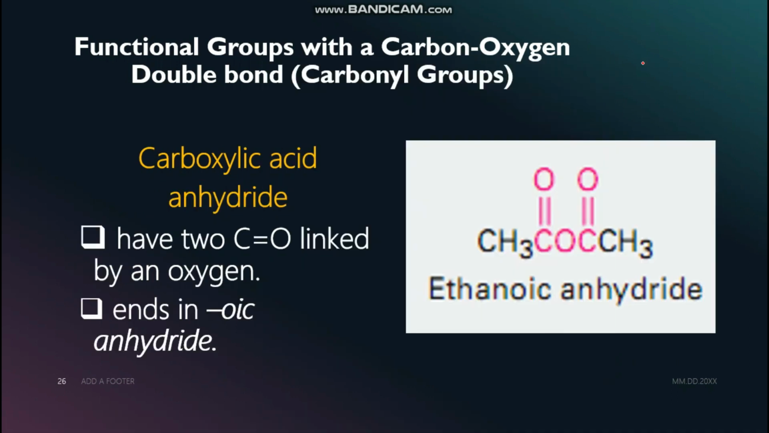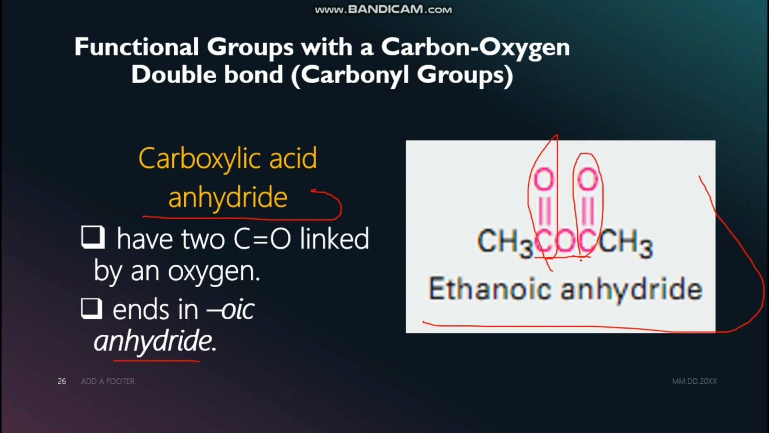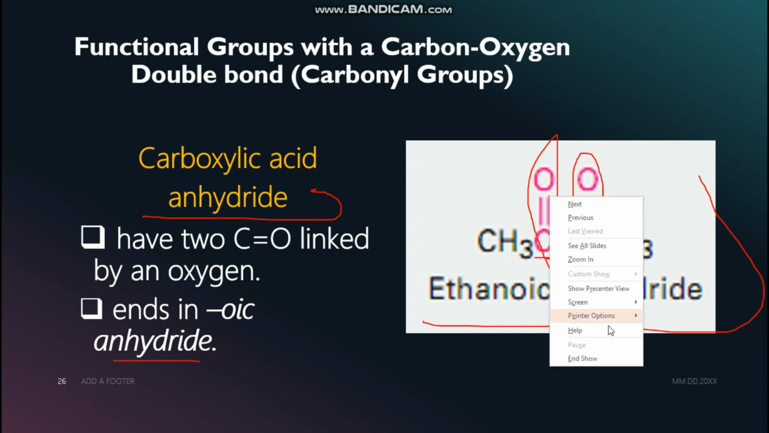So we have another functional group known as the carboxylic acid anhydride. So this functional group has two carbonyl groups linked by an oxygen, and it ends in oic anhydride. So for example, this one, it has two carbonyl groups. And between them is an oxygen atom.